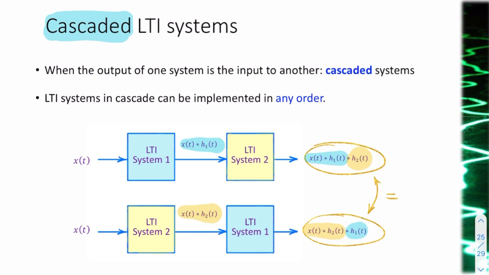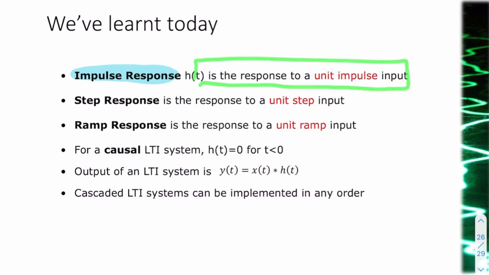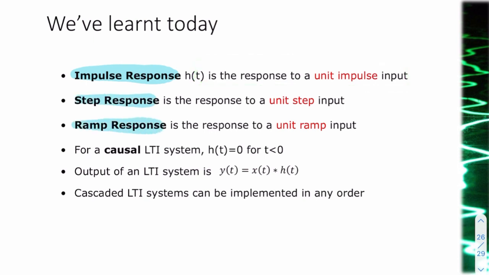So that's the end of lecture 8. What have we learnt today? We've learnt the definition of the impulse response. We've said it's the output when the input is a unit impulse. We've also introduced something called a step response and a ramp response. And we've described how these three are related by integration or differentiation.